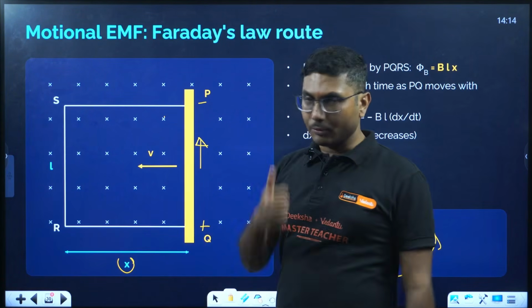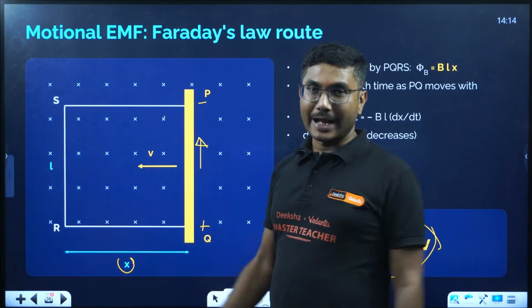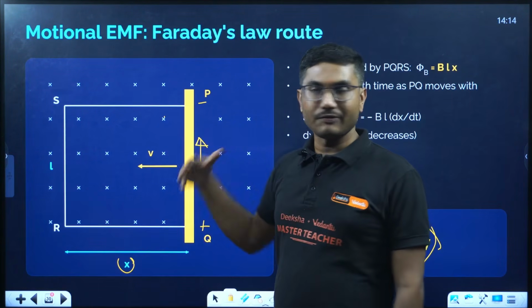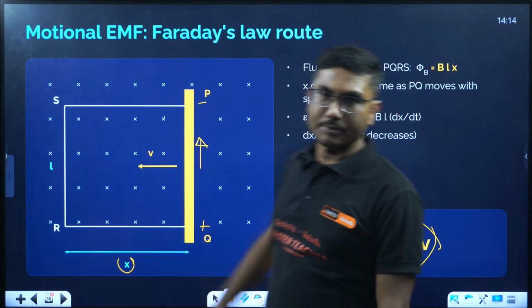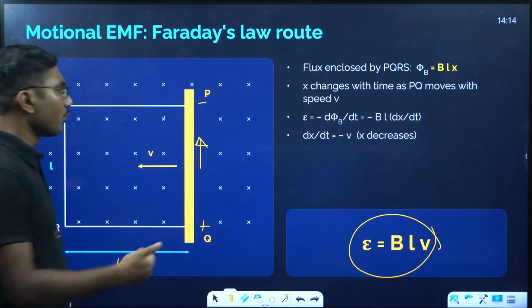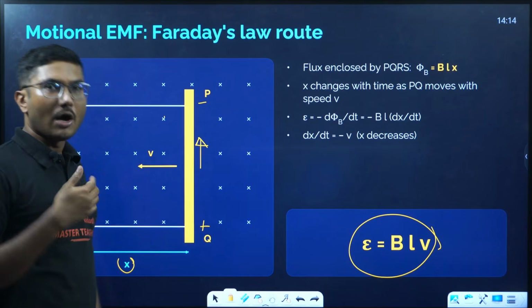Now that's why you can find the polarity. How to find the polarity? In case some random question is given, you need to check what the given magnetic field is. Given magnetic field is into the page of the paper, so your induced magnetic field should be out of the paper.